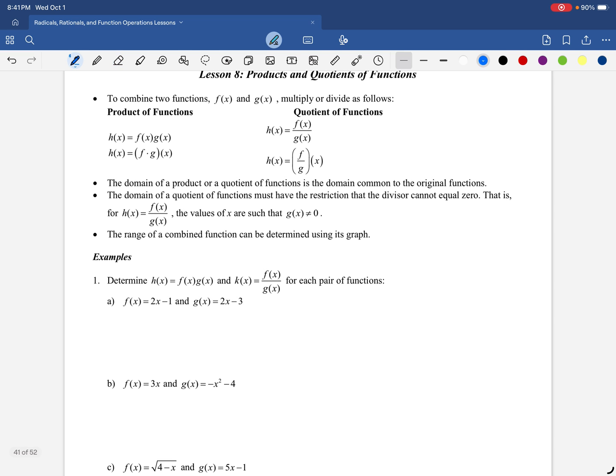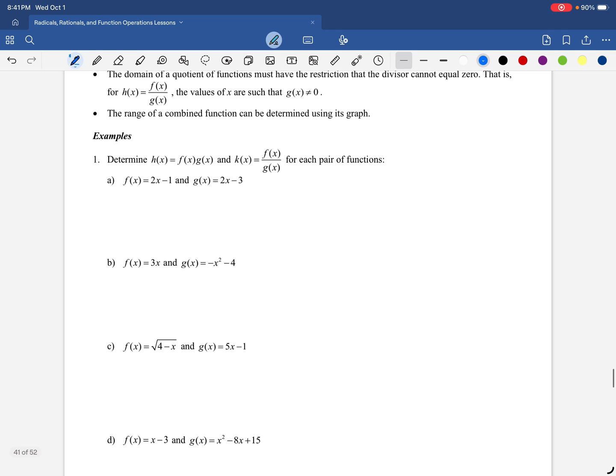Same thing we saw back in sums and differences. The domain of the product or quotient of functions is the domain that is common to your original functions. The domain of a quotient of functions must have the restriction that the divisor also cannot equal 0. That is, if h of x is f of x over g of x, the values of x are such that g of x will never equal 0. So in other words, when we do create quotients of functions, we do have to sometimes consider extra restrictions in the domain. The range of a combined function, just as we saw back in lesson 7, is also determined using the graph of the combined function.